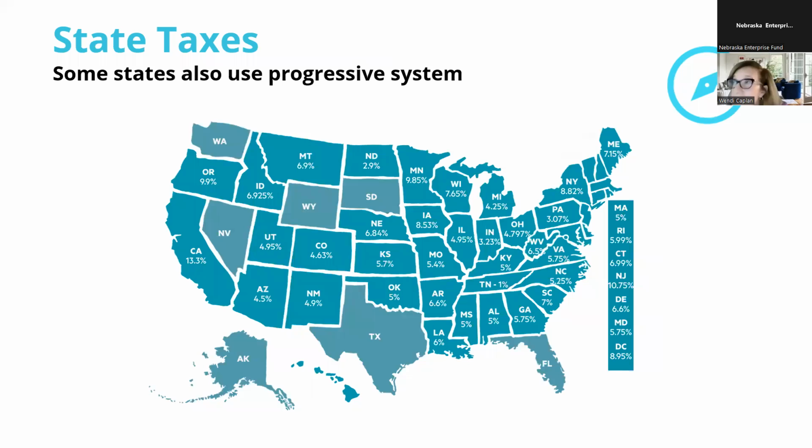And then for state taxes, every state tax is different. Many use the progressive system. Depending on your state, obviously your percentages are different. So in the handbook that I'm going to send you, you can learn more about your state taxes, but it's very similar to your federal income tax.